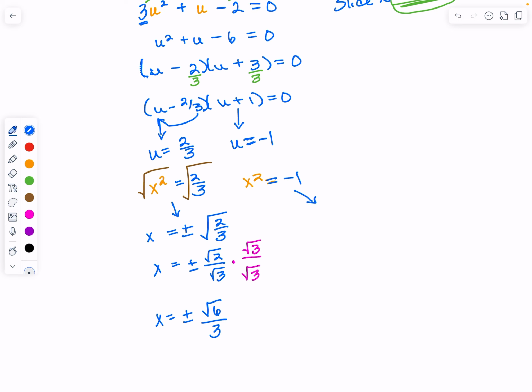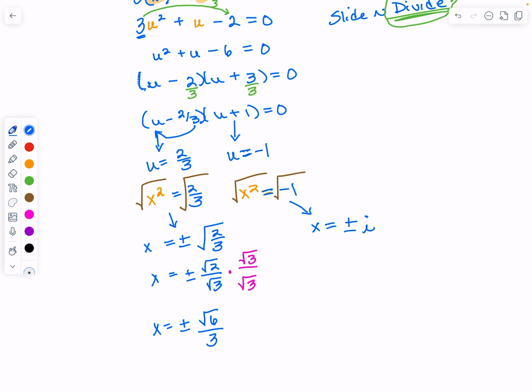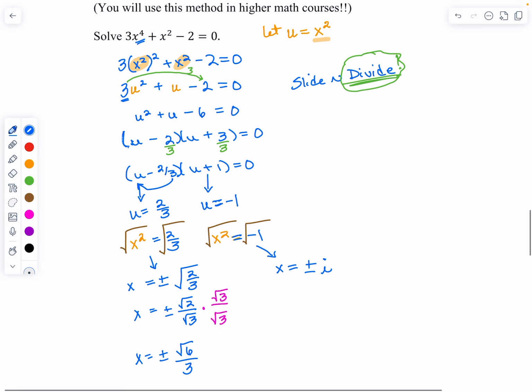Now let's do this guy. I'm going to take the square root of both sides. So I now get x equals plus or minus the square root of -1. Well, -1 doesn't have a real square root. It's just i. So I have 4 answers.